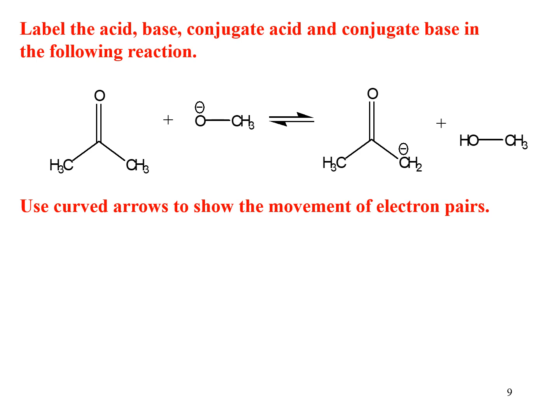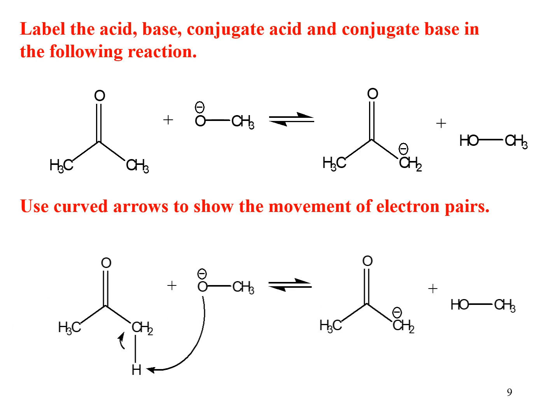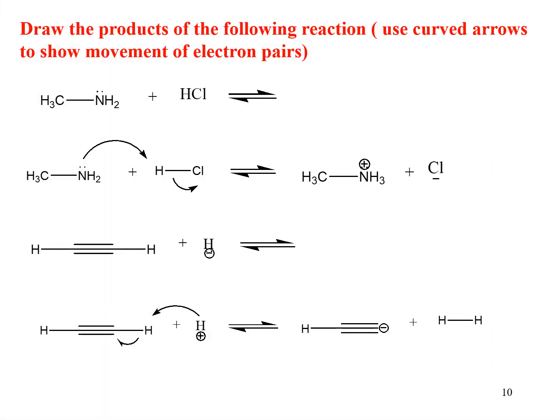Label the acid, base, conjugate acid and conjugate base in the following reaction. Like I said in the previous slide, a base will accept a proton to become a conjugate acid, while an acid is going to lose a proton to become a conjugate base. So that is the same thing that you're expected to do here. Draw the products of the reaction. This is meant for you to understand what a conjugate base is and how it is done in a reaction.